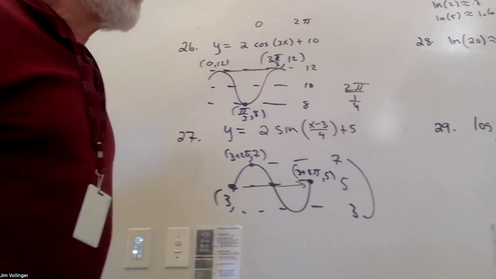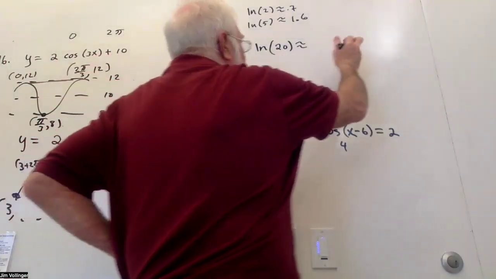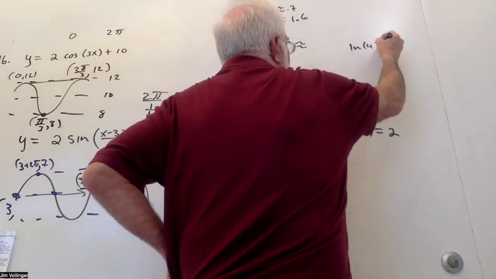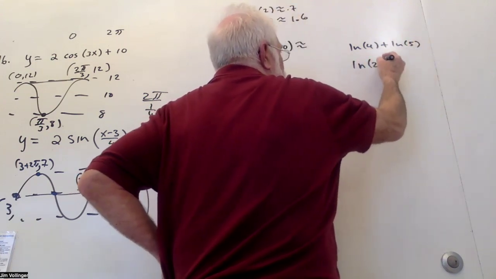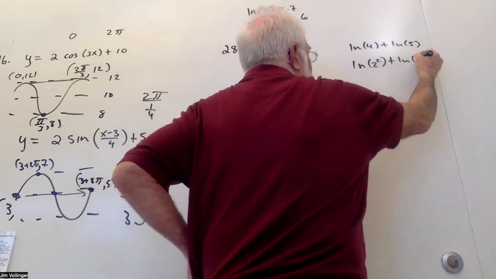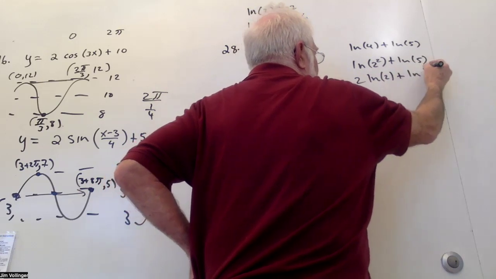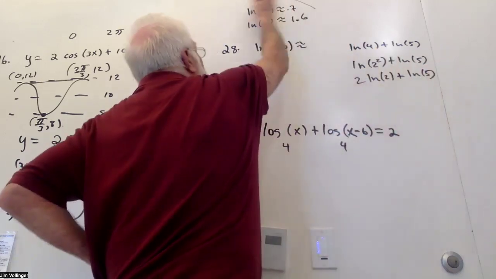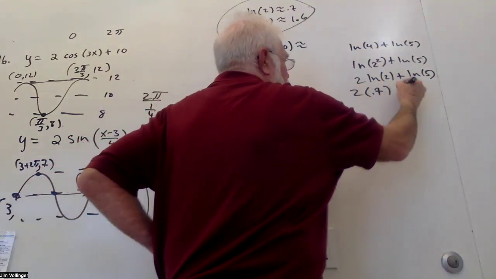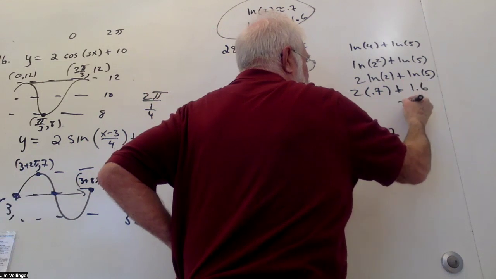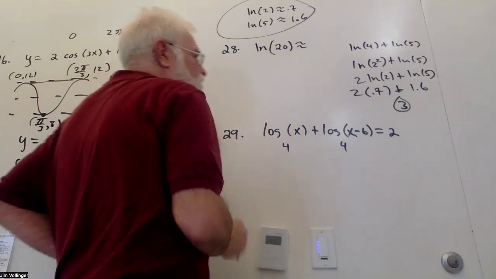All right. ln of 20. Let's use rule of logs. ln of 20 is equal to the ln of 4 plus the ln of 5. The ln of 4 is the ln of 2 squared plus the ln of 5. This is 2 ln of 2 plus ln of 5. And if you're not part of the class, you might not know those values. Pause the video and look at it. 2 times 0.7 plus 1.6, I believe is 3. So therefore, e cubed should get you pretty close to 20.